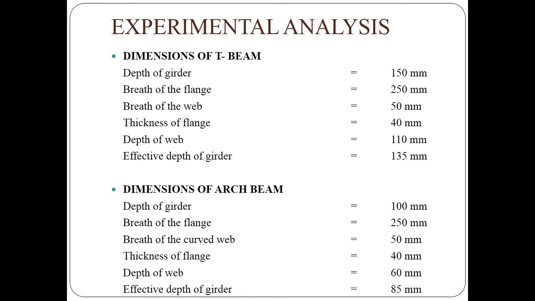Experimental analysis: dimensions of T-beam girder. For experimental analysis, the size of the girder is reduced. Depth of the girder is 150 mm, breadth of the flange 250 mm, breadth of the web 50 mm, thickness of the flange 40 mm, depth of the web 110 mm, effective depth of the girder 135 mm. Here consider 1 meter span of the girder. Dimensions of arch beam: depth of the girder 100 mm, breadth of the flange 250 mm, breadth of the curved web 50 mm, depth of the web 60 mm, effective depth of the girder 85 mm.